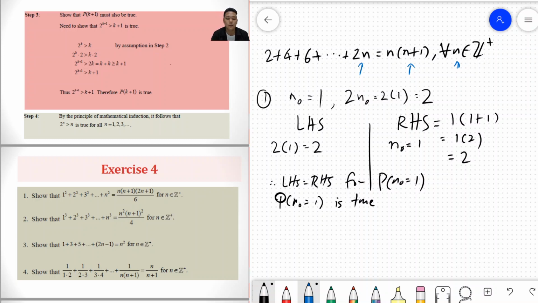Be careful when choosing which one is the n naught. The safest way is always to look at the domain. Step number 2, you need to assume that the summation 2 plus 4 plus 6 up until 2k, that is n equals k, is true.